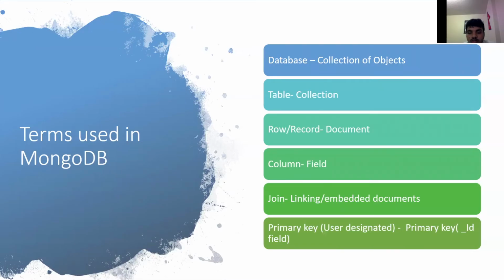Also, the primary key. In SQL, the primary key is user designated, but in MongoDB there's a field known as underscore ID, which is the primary key for all the documents in MongoDB.